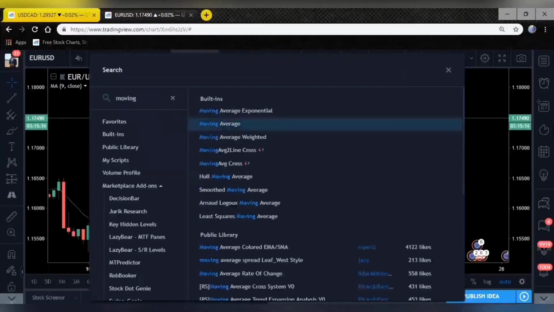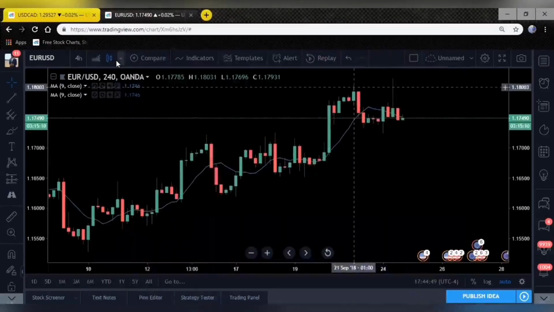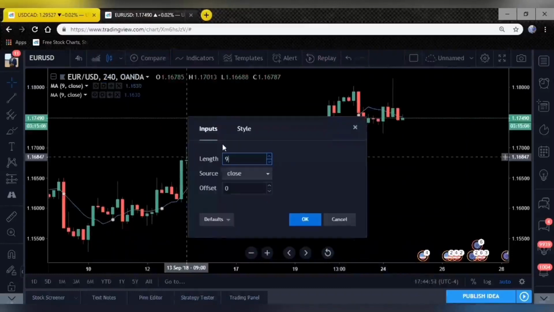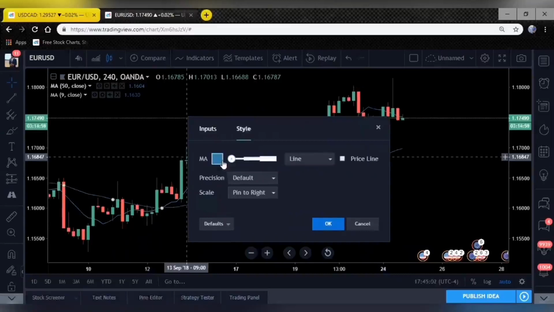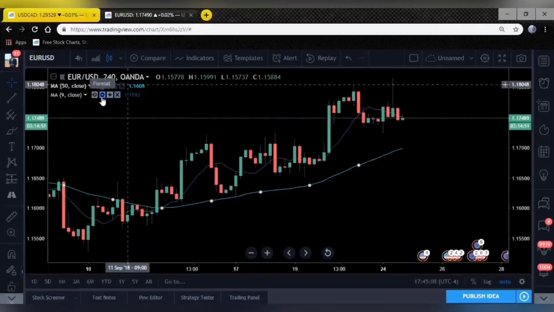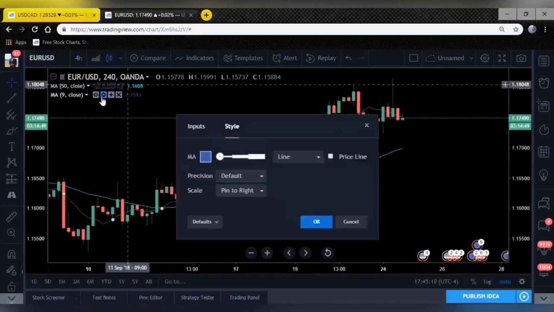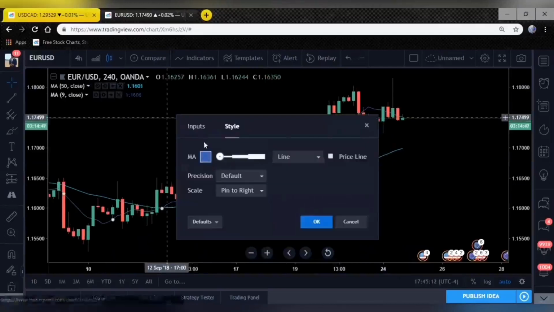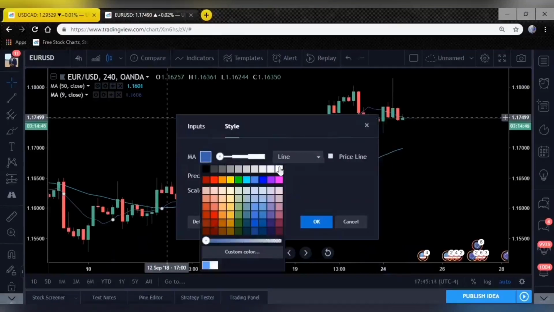We are going to add two moving averages, one going to be leading and one going to be lagging. For the leading indicator, we are going to change the settings to 50. Change the color to a light blue. For the lagging indicator, we are going to change the settings to 200 and color code it white.